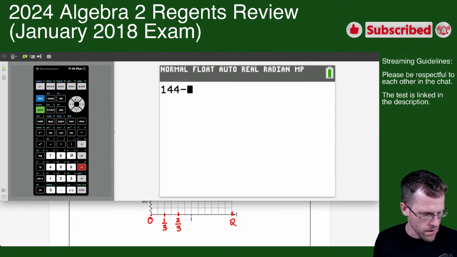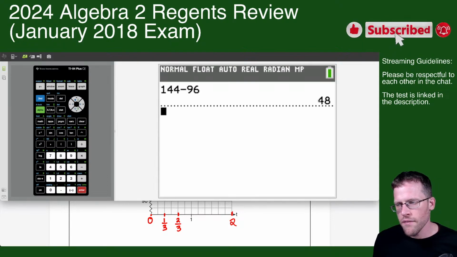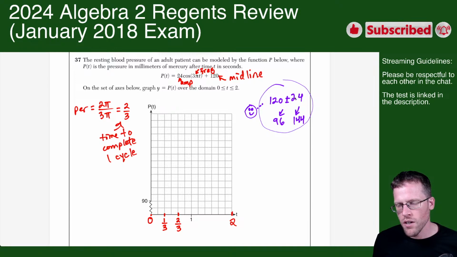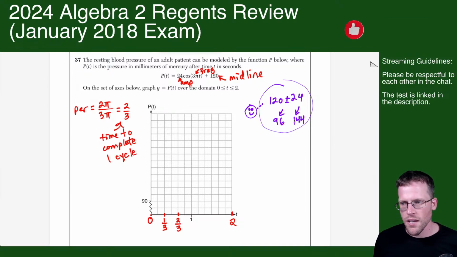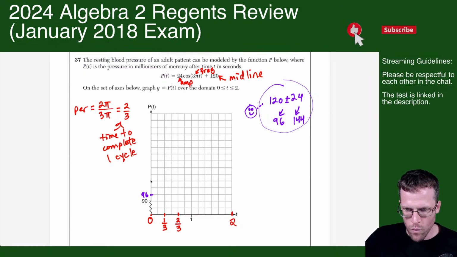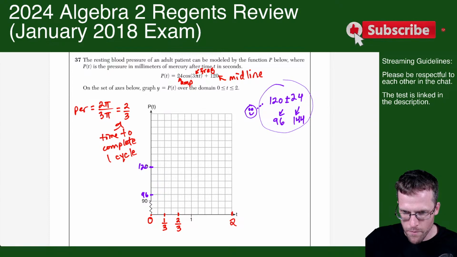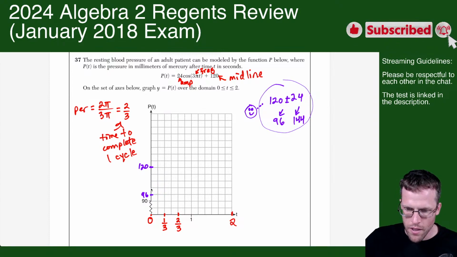So 48, I have to cover 48. Okay, I have to cover twice the amplitude. I'm starting at 90. I want to get to 96. So I could try counting by sixes. And let's see what that does. This is 96. And then this would be 102, 108. Okay, 108 plus 6 is 114. And then 120, the midline would be here. See that? So I have 96, then I have 102, 108, 114, 120. And this would be 126, 132, 138, 144.